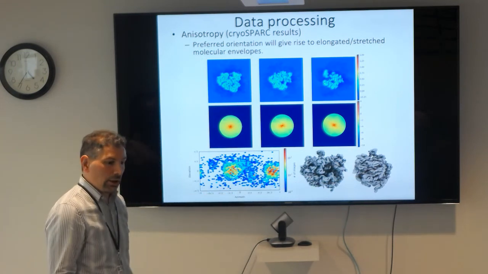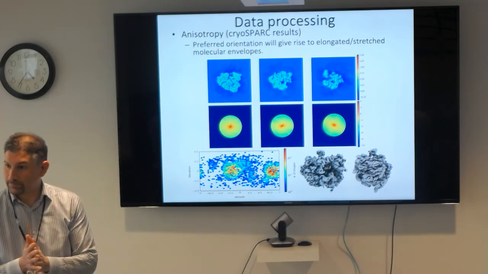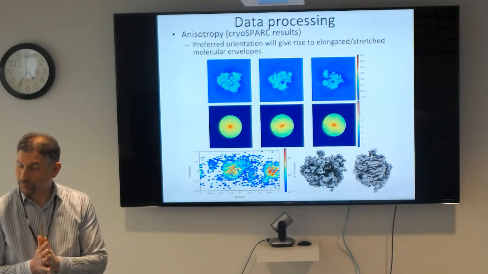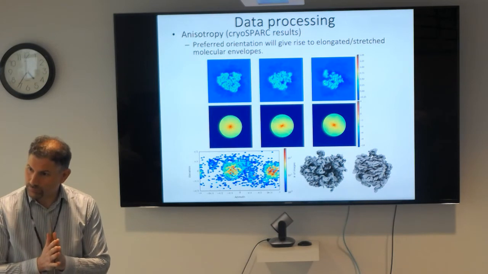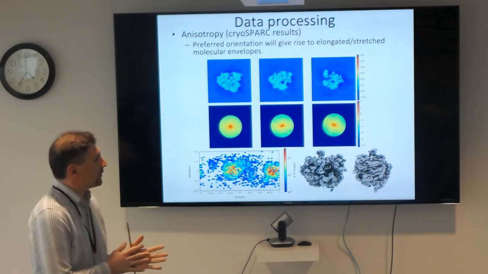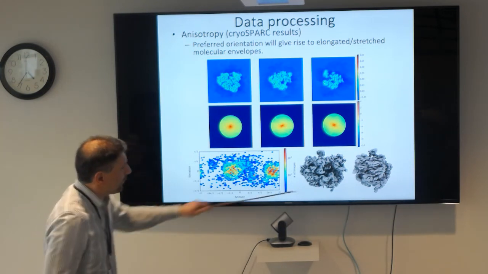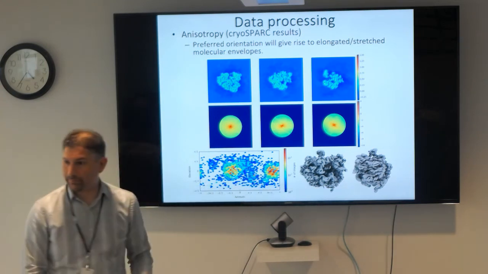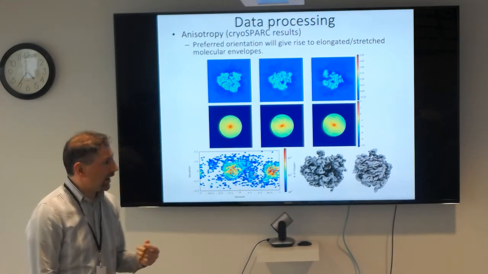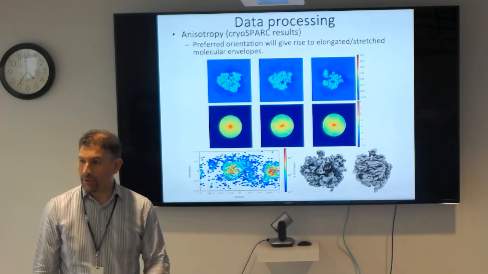Okay, so when you... I have a question. How do you know that that's anisotropy because you don't have the view, and it's not because that particular domain is super flexible or something? Is there a way to know that? Yes. For example, here the entire map is elongated. If the entire map is elongated, that's indicative of a global feature, that you have preferred orientation.